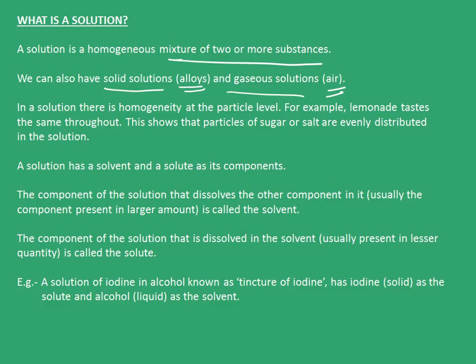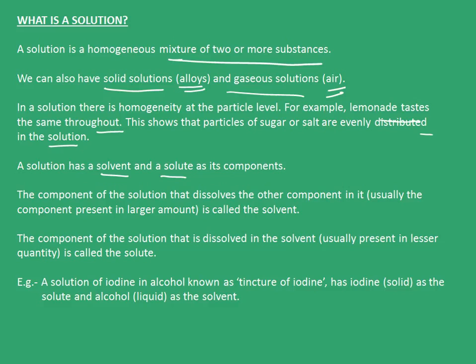In a solution there is homogeneity at the particle level. For example, lemonade tastes the same throughout. This shows that particles of sugar and salt are evenly distributed in the solution. A solution has two components. They are solvent and solute.